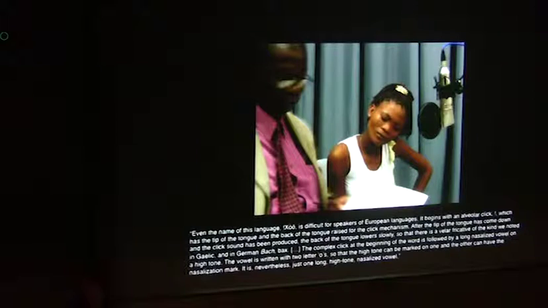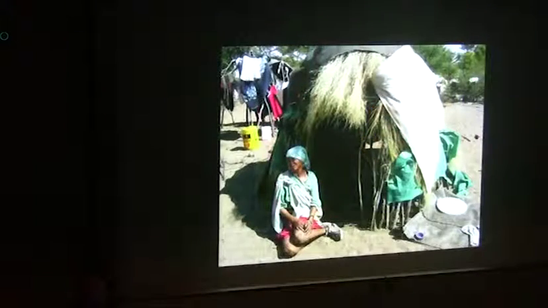And so we also made some recordings at the side of the Trans-Kalahari Highway. And this was a squatter camp. These people had been, a lot of the Khoi San have been evicted from their traditional lands in the Kalahari Game Reserve and places where they've found diamonds.